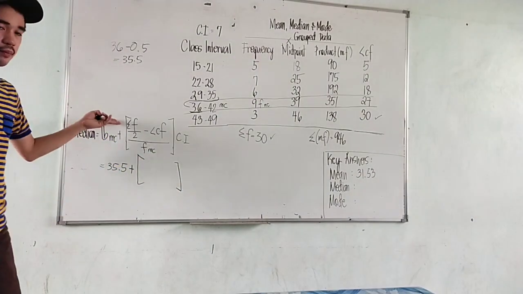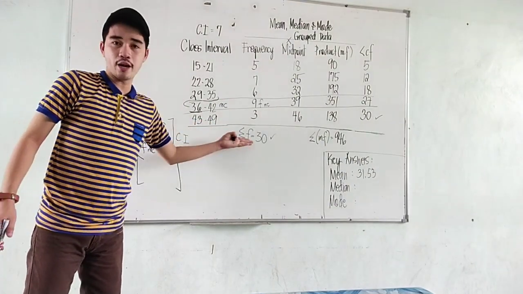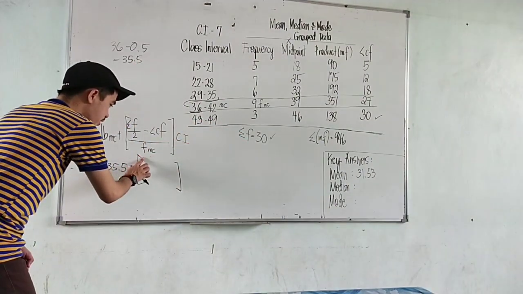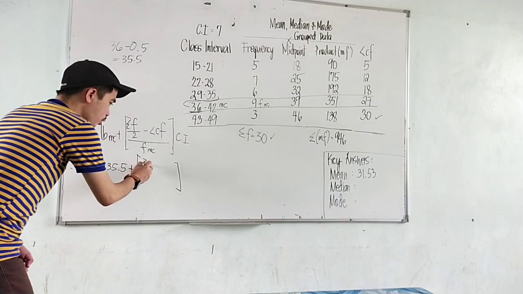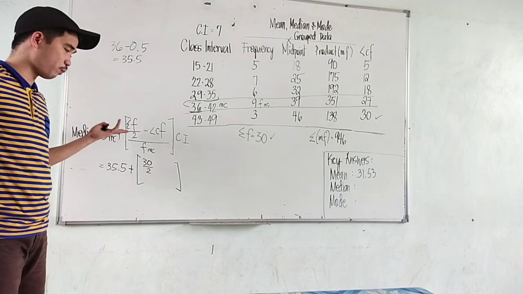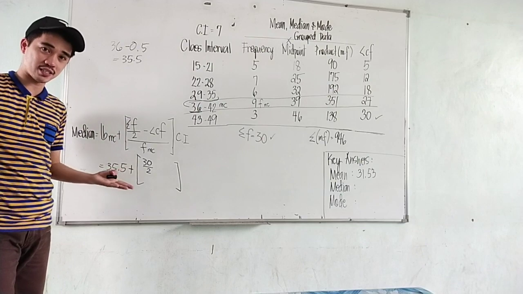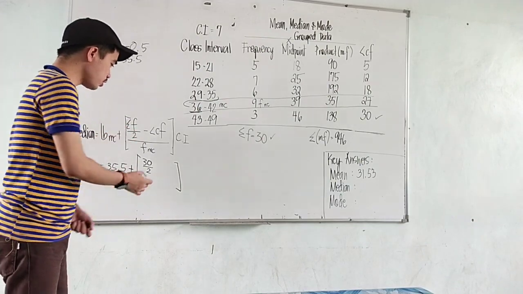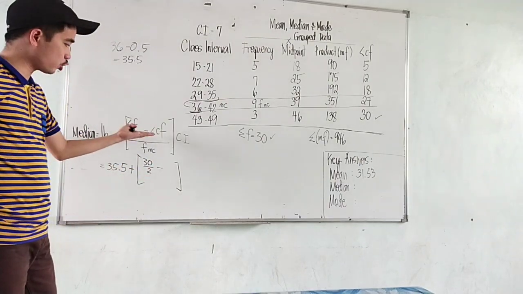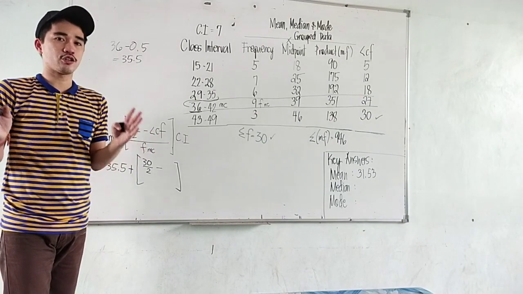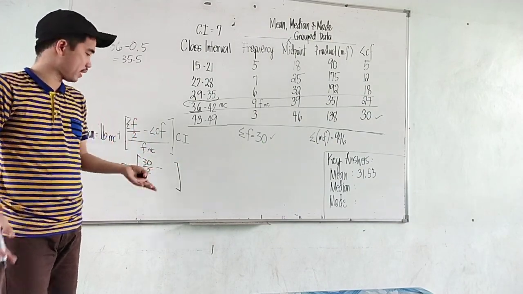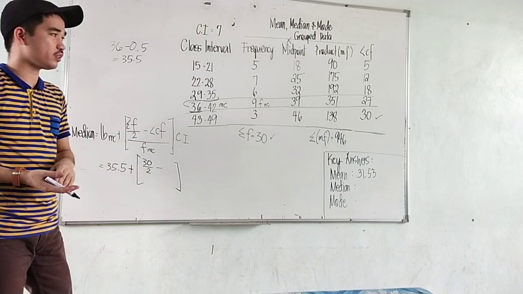Okay, next. I-simplify na po natin yung nasa loob po ng ating bracket. So, we have here summation frequency. Meron na po tayo summation frequency. We have here 30 over 2. So, yung 2 po is fixed. Tandaan nyo po yung mga fixed na sinasabi ko po. So, minus less than cumulative frequency. Okay? So, this is how to solve the less than cumulative frequency.